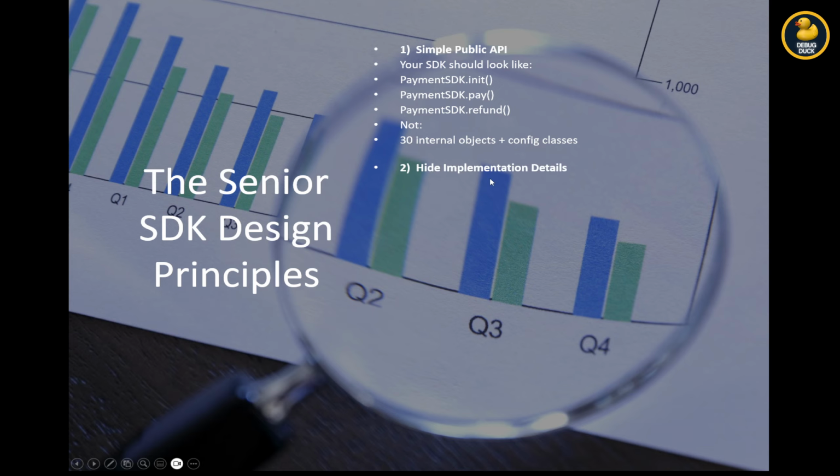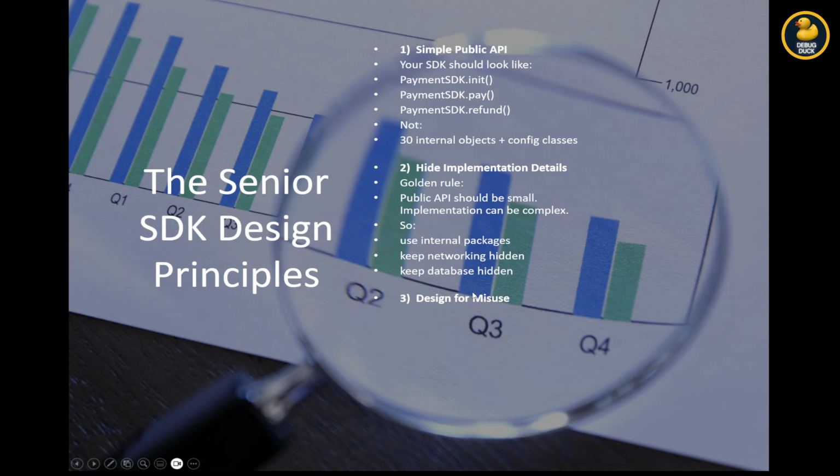Number 2. Hide implementation details. Golden rule: public API should be small. Implementation can be complex. So use internal packages, keep networking hidden, and keep the database hidden.